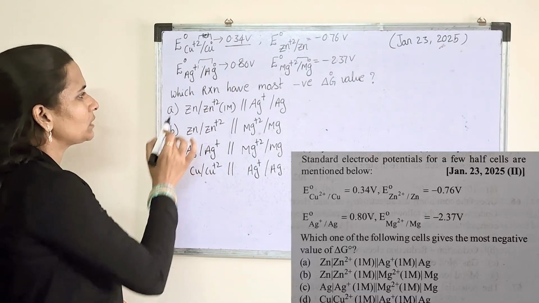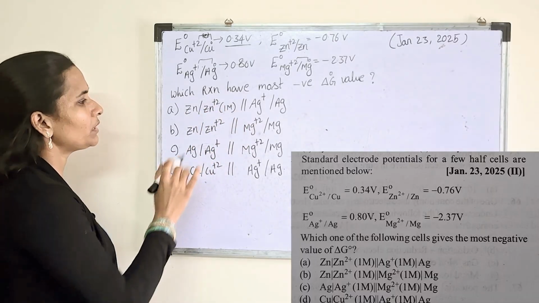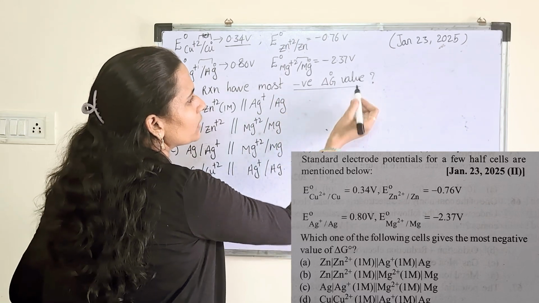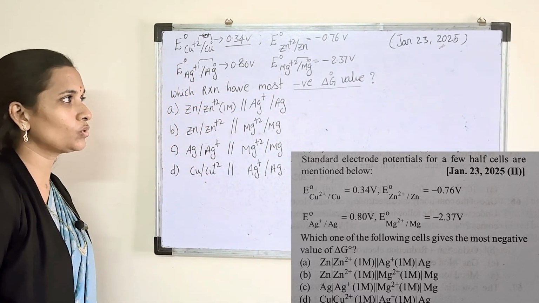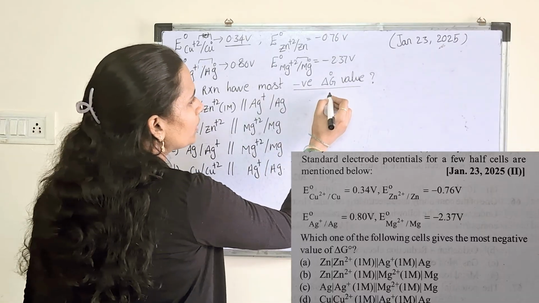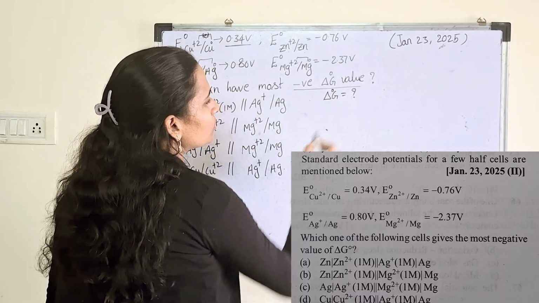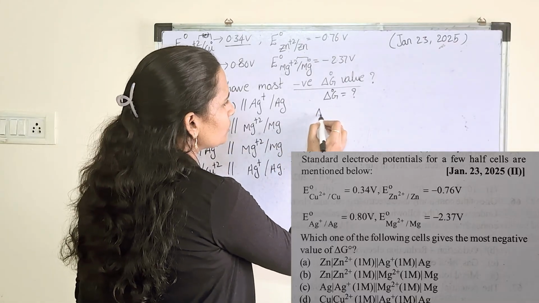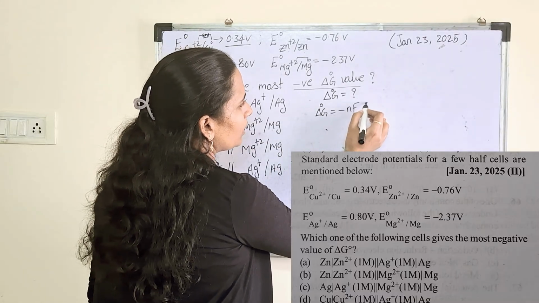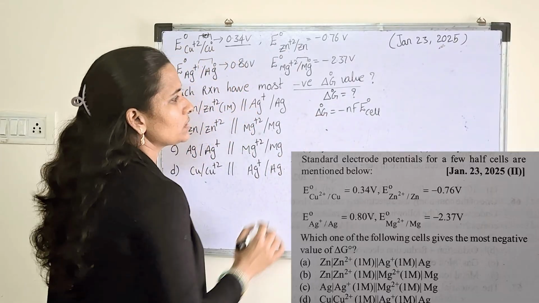Now what are they asking? Here they have given some options. In these reactions, which has the most negative delta G naught value? So we have to calculate delta G naught. What is the formula? Delta G naught equals minus nFE naught cell. This is the formula.